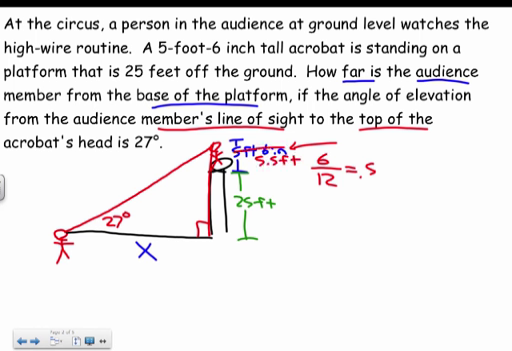So we have a total height of what? 25 plus 5.5, which gives us 30.5. So this is 30.5 feet for the whole height of that triangle. And we're looking for x. So remember, you always got to look at what trig ratio do I want to use? Well, I know, got to look at the angle. I know the opposite, and I'm looking for the adjacent.